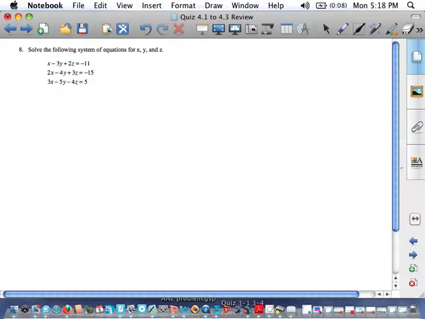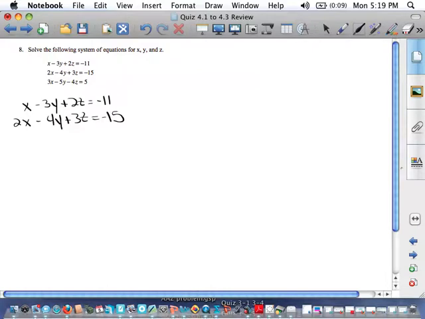Number 8 is 3 equations and 3 unknowns. You can choose any combination of substitution or elimination that you want to use. I'm going to use elimination, I'm going to take the first equation and the second equation. That's going to be my first combination. So x minus 3y plus 2z equals negative 11. And then 2x minus 4y plus 3z equals negative 15.